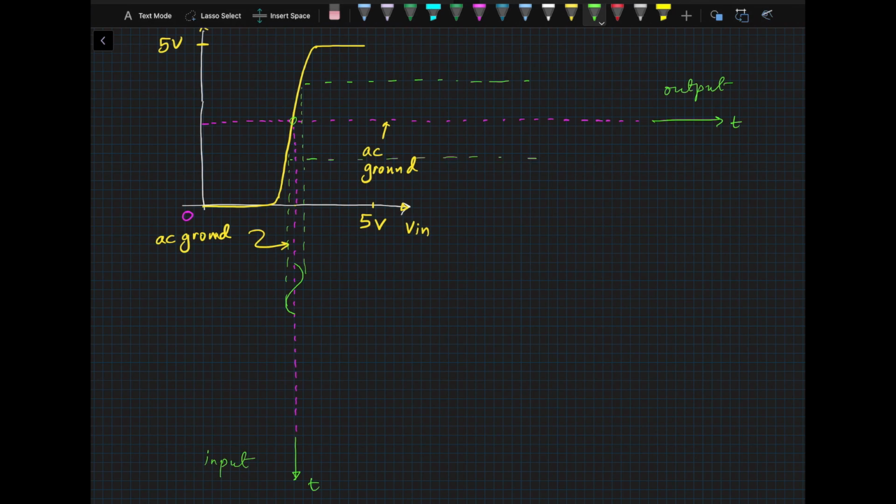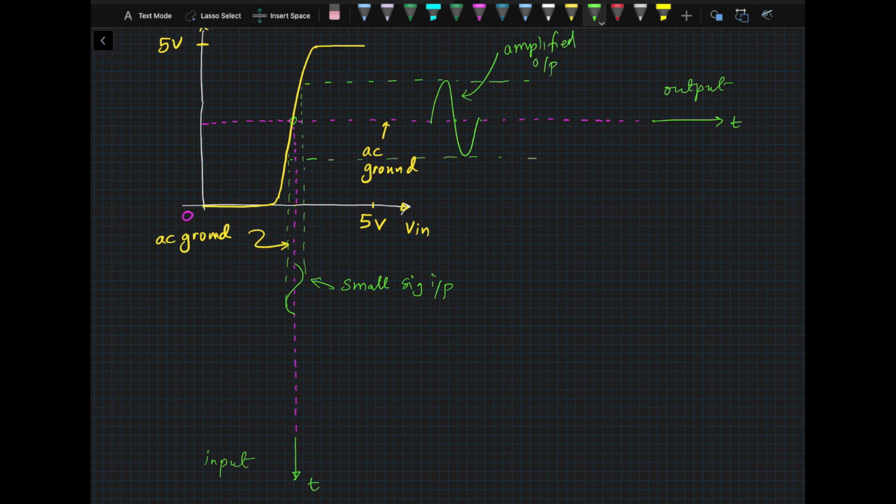Something like this. So the output frequency will not change. Frequency should be the same, and you would get something like this. Okay, so we applied a small signal here, small signal input, and here we get an amplified output. And that's what is really going on.